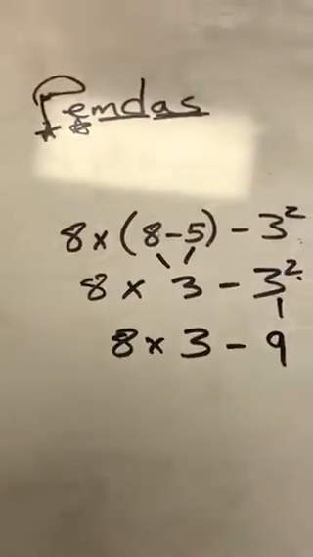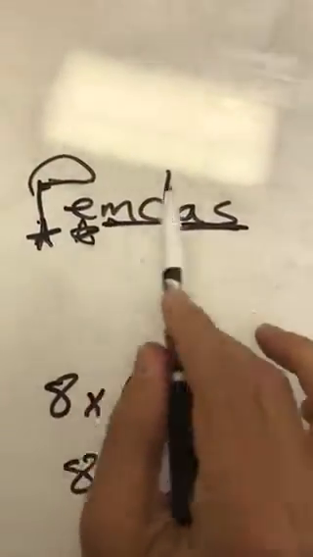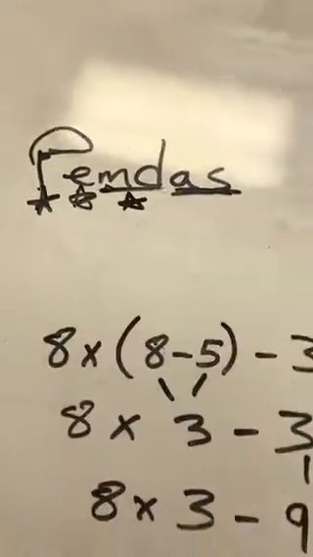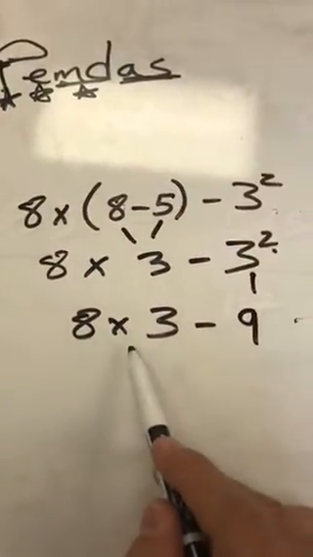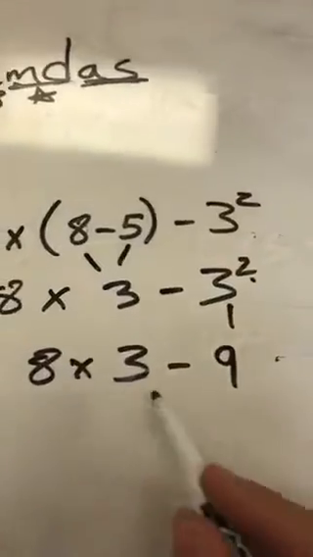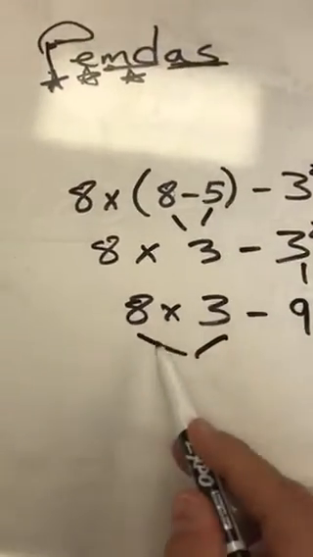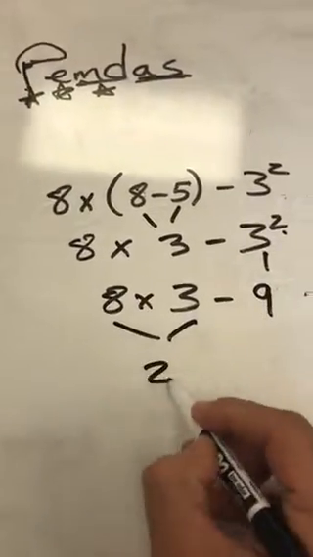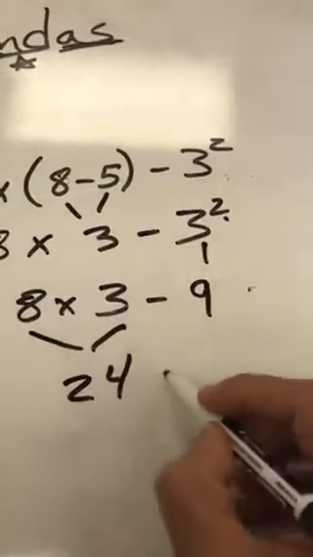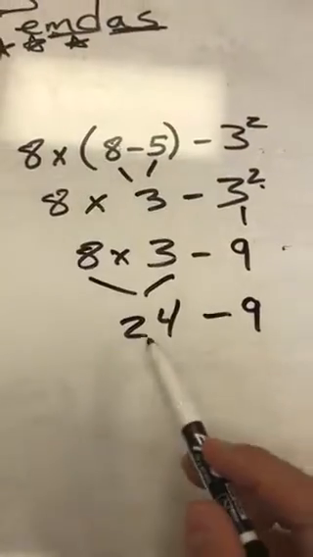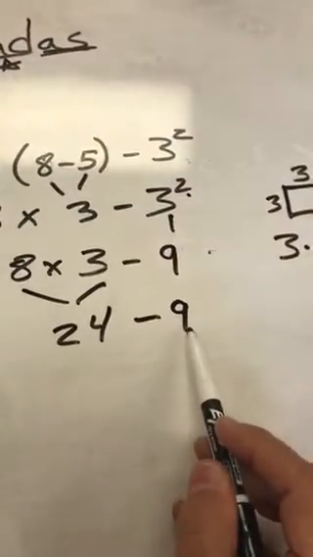Now the next step, remember, multiplication and division are treated equal, so I have to find that problem. I have a multiplication problem here. I don't have a division problem in this case. So this is what I'm going to solve first, 8 times 3. And I know that 8 times 3 is 24. And then I bring this down as well. So I'm left with 24 minus 9.